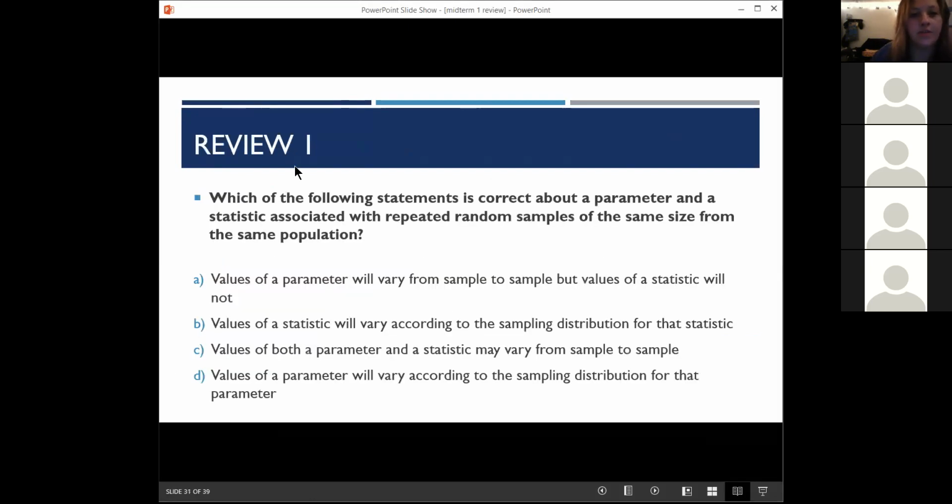Okay, so let's do some review questions. Okay, I'll go ahead and read these, and then you can read through the answers and type what you think it is in the chat box, and we will go over it. So this first one says, which of the following statements is correct about a parameter and a statistic associated with repeated random samples of the same size from the same population? Go ahead, read through these answers and let me know what you think.